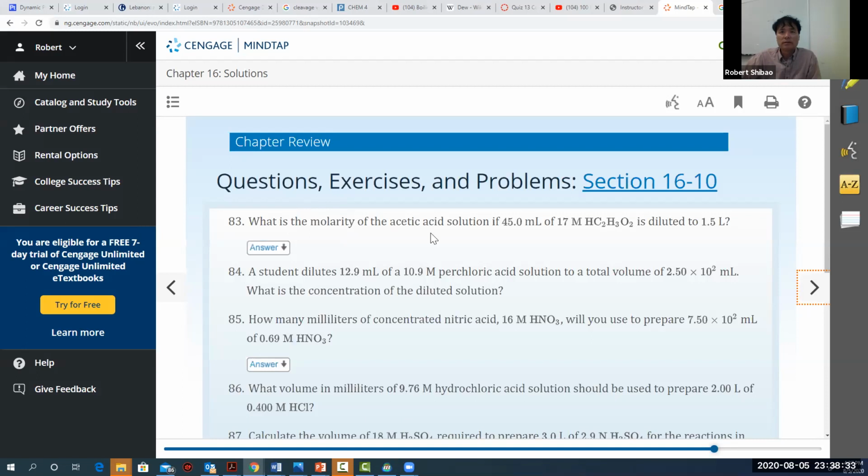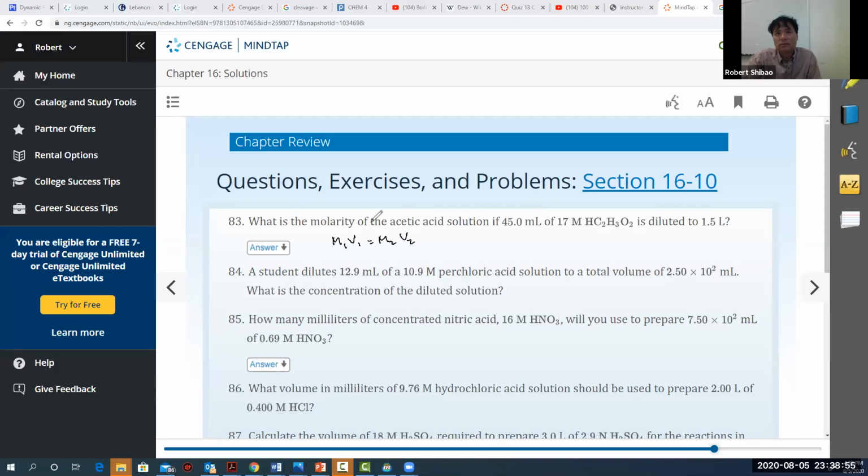What is the molarity of acetic acid solution of 45.0 milliliters of 17 molar acetic acid diluted to 1.5 liters? And so this is a solution dilution, and so we'll need the solution dilution equation. There are different forms. I just use this one: M1 V1 is equal to M2 V2.